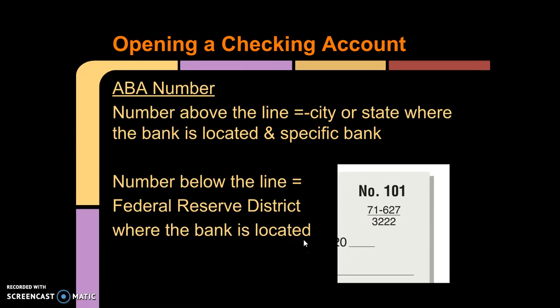The ABA number above the line indicates numbers or codes for the city or state where the bank is located and the specific bank. And underneath that, the number below, that's the Federal Reserve District where the bank is located. Number codes indicating different financial institutions.